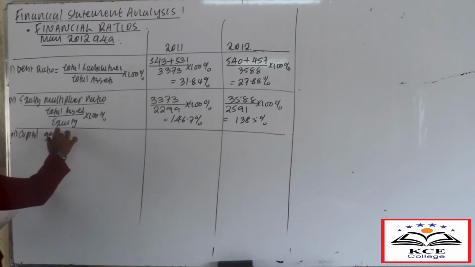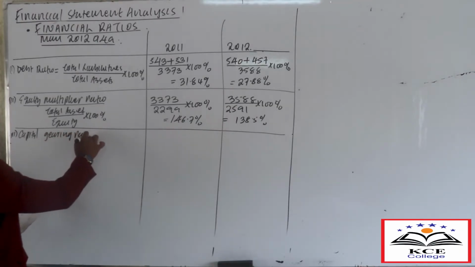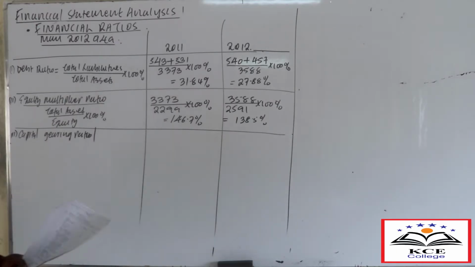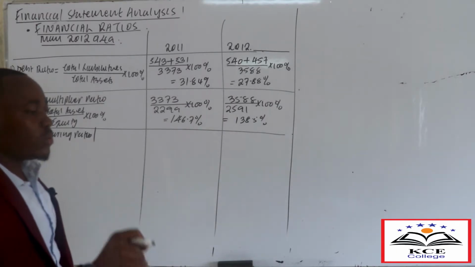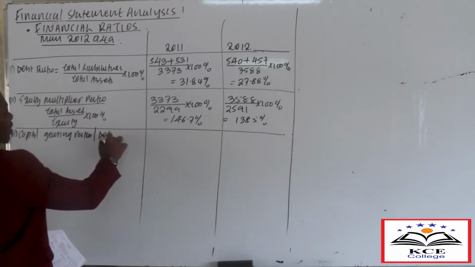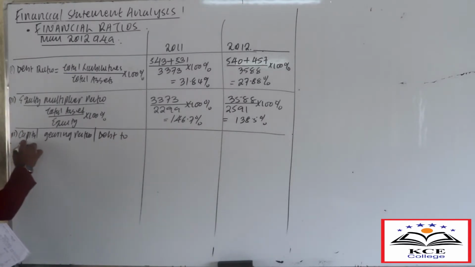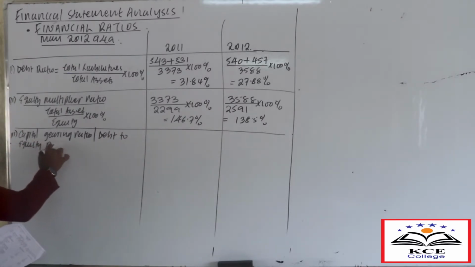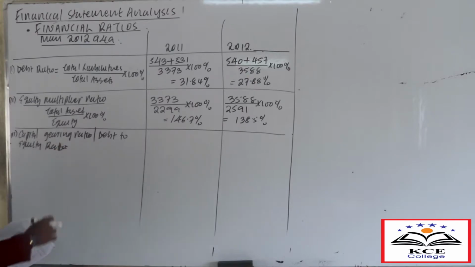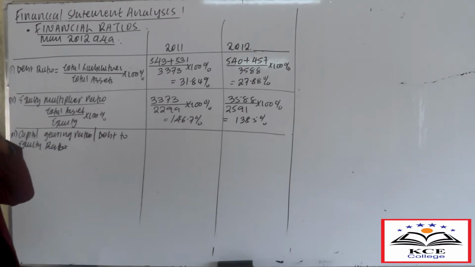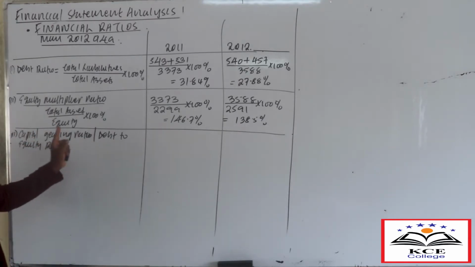Capital gearing ratio. Now, we said what is capital gearing ratio? We said that capital gearing ratio is the same as debt to equity ratio. It's better for you to get all the names. For example, debt ratio is the same as financial gearing ratio. Then debt to equity ratio, capital gearing ratio.